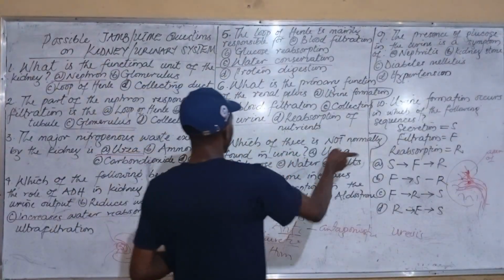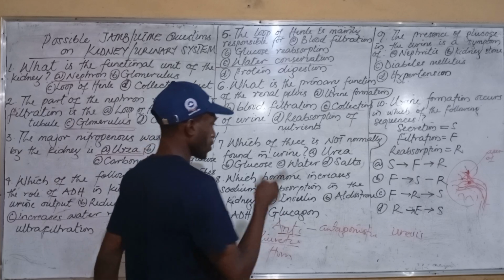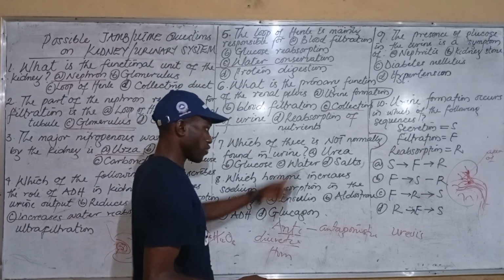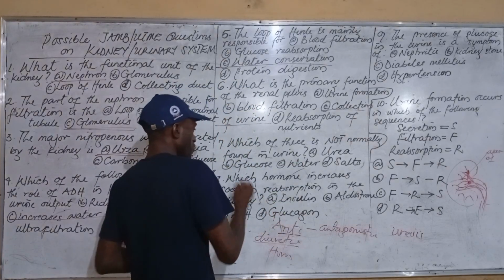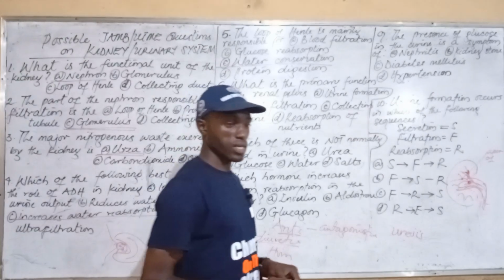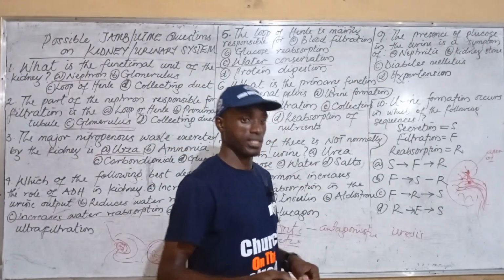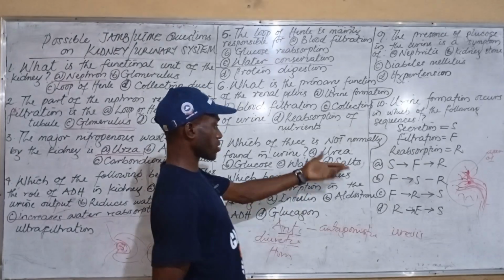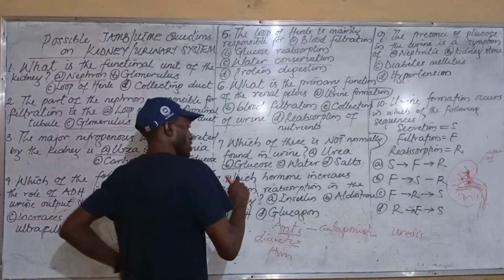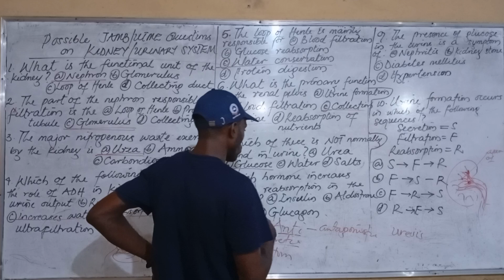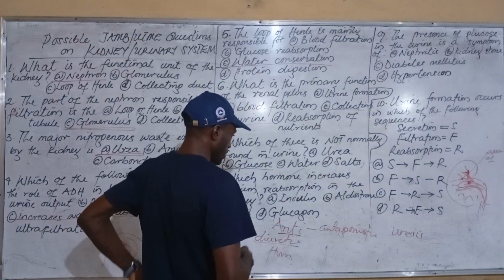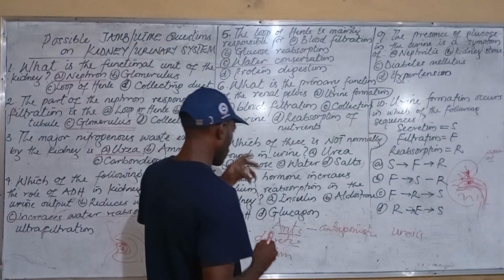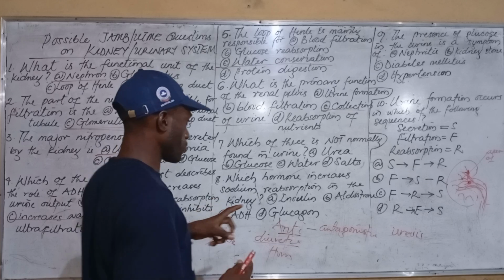Now which of these is not normally found in urine? What do you normally find in urine? Of course you find urea. So if you find glucose, besides being a pointer to diabetes, right? It's not normally found in your urine, glucose. Of course you find salt and water. Now what hormone increases sodium reabsorption in the kidney? What hormone increases sodium reabsorption in the body?